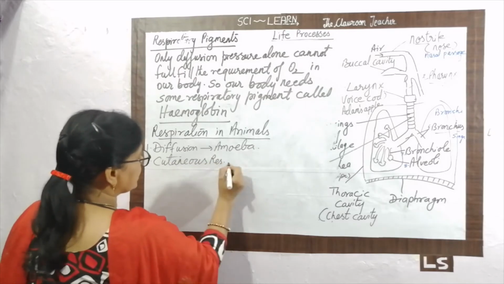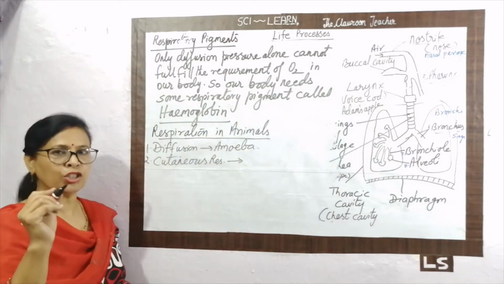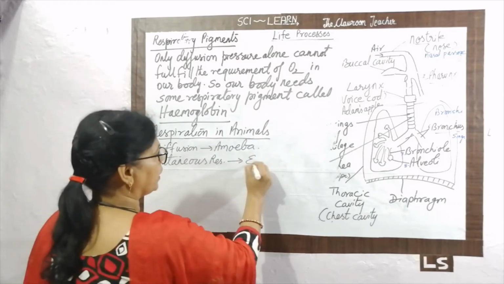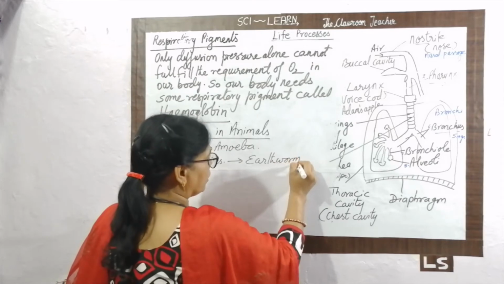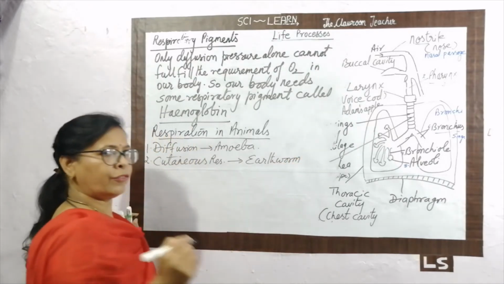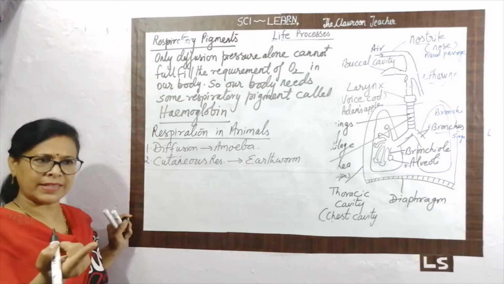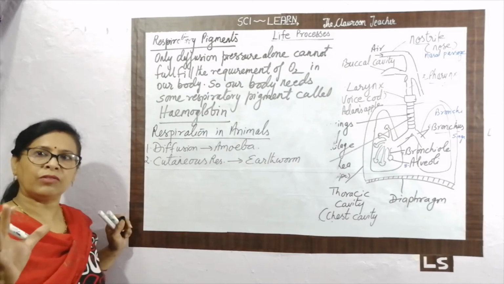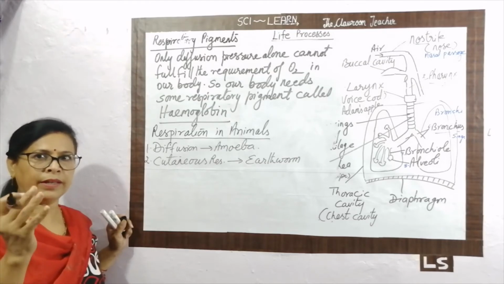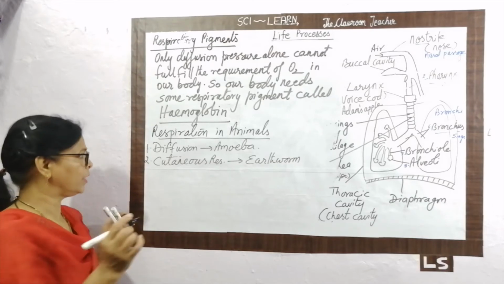What is cutaneous respiration? Cutaneous means skin. Respiration through skin is called cutaneous respiration, and that is present in the earthworm. This is the rainy season. If you get any earthworm, it is a little bit cruel, but take the earthworm on a stick and keep it in some dry place. You will see the earthworm starts coiling or rotating, because the respiration process is stopped in its body.